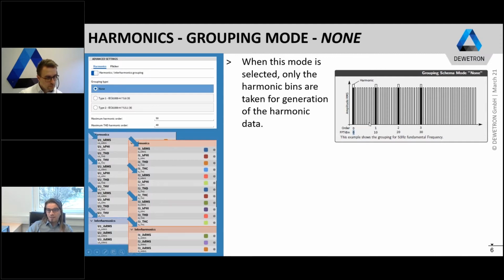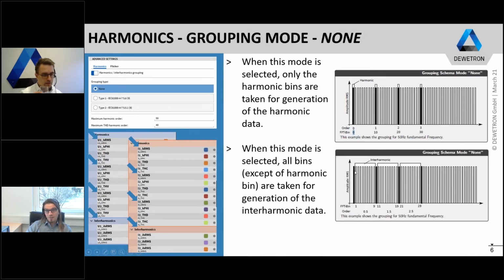When we take the spectral analysis, which is the base of the harmonics calculation here, you only use the frequency bin which is directly placed at the harmonics. So when the fundamental frequency is 50 Hertz, you only use the 50 Hertz bin for the first harmonic, the 100 Hertz bin for the second harmonic, and the 150 Hertz bin for the third harmonic. All the rest of the spectral information in between these harmonic bins is afterwards summed up and included in the interharmonic signal, as you see on this illustration here.